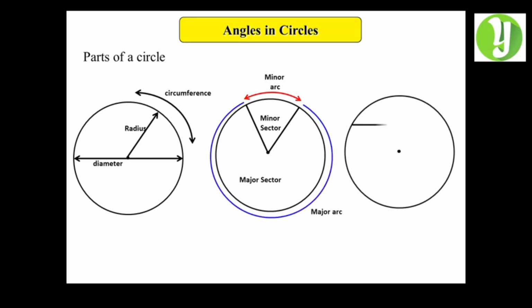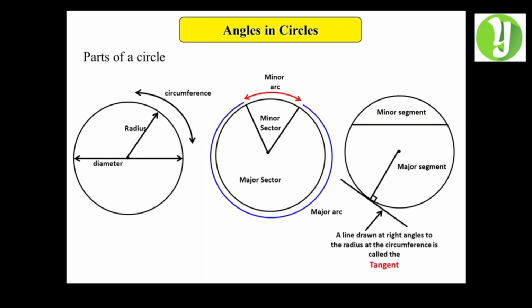The next one is where a line touches two points of the circumference. A line segment with the two end points on the circle is called a chord, and the area inside the chord is a segment, and then we have two segments over there. One is the minor segment and the second one is the major segment. Last but not least, what is a tangent line? A line drawn at a right angle to the radius at the circumference is called a tangent line.